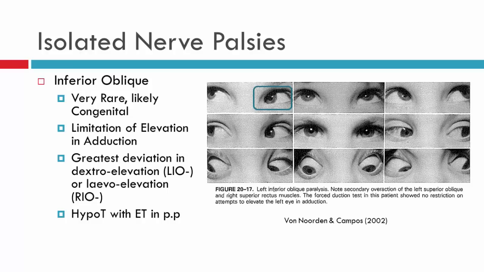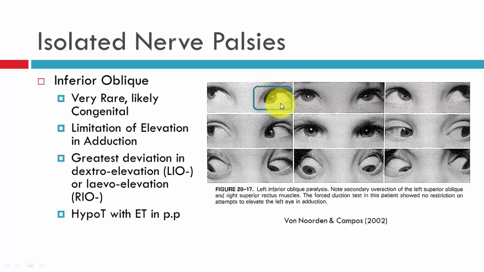And finally, the inferior oblique. Now this is very rare and again likely to be congenital when present. And here we will see limitation of elevation in adduction. So if we have a look at this patient here, as we take the patient into dextral elevation, we can clearly see that the left eye is not elevating and we have an inferior oblique paralysis or palsy.